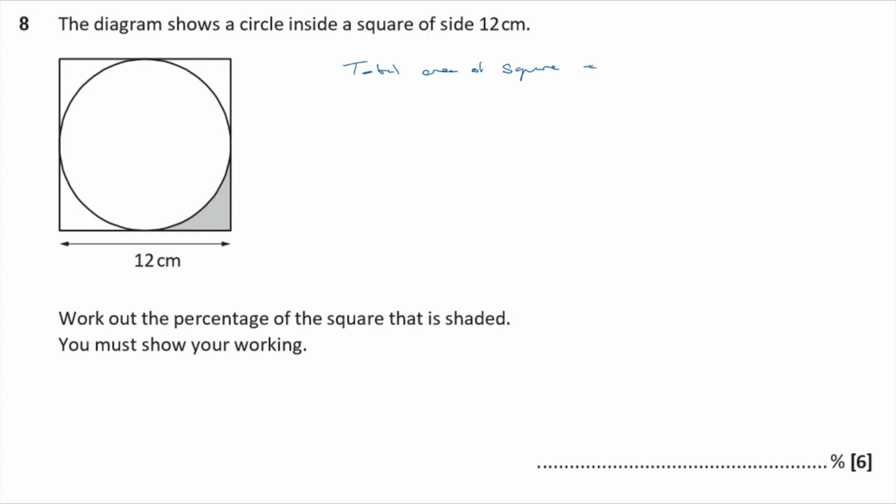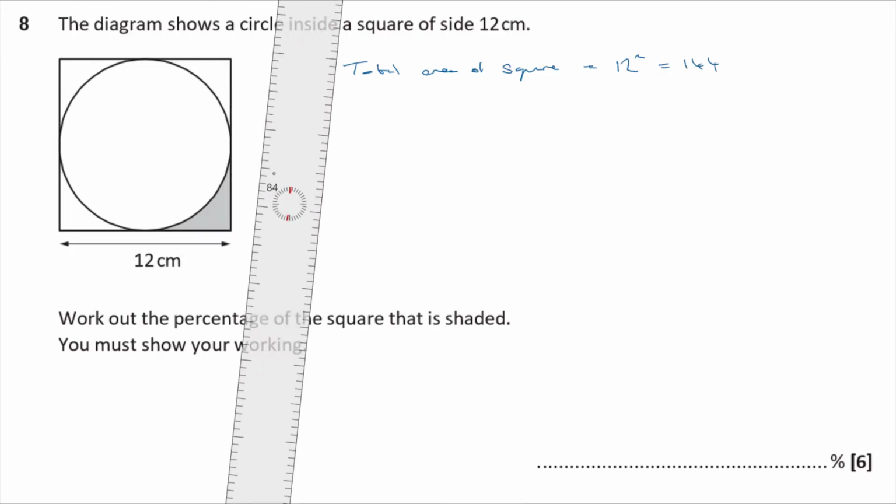Well, a square is just length times length, isn't it? It's going to be 12 squared, it's going to be 144. So if we're working out the percentage, then that's going to be the number on the bottom, isn't it? Okay, now we need to work out the number on the top. That's the slightly harder bit. So what is that kind of weird shaded part there?